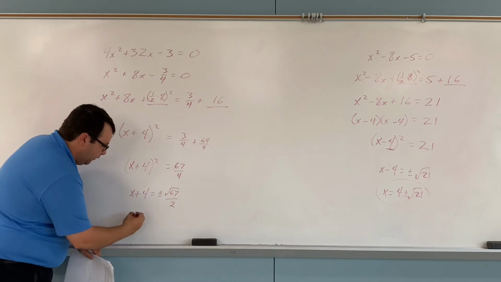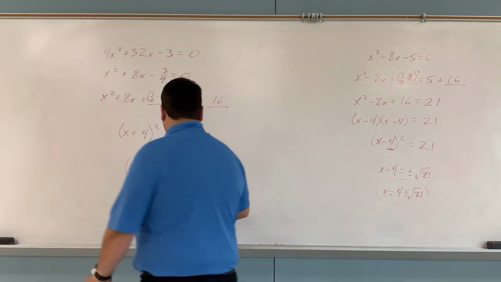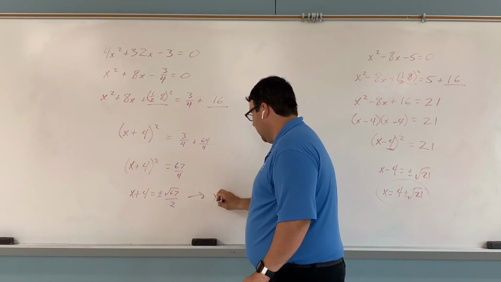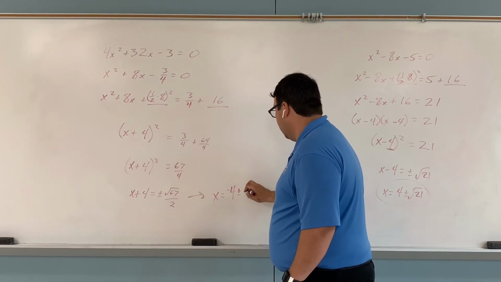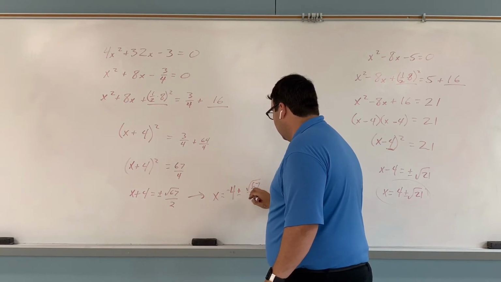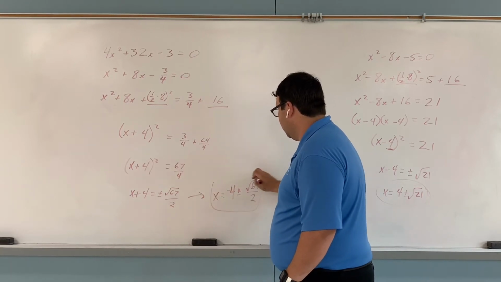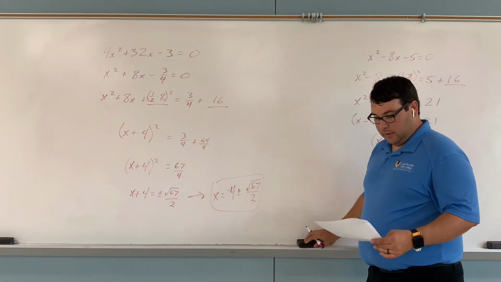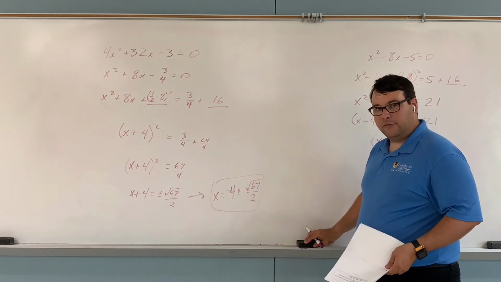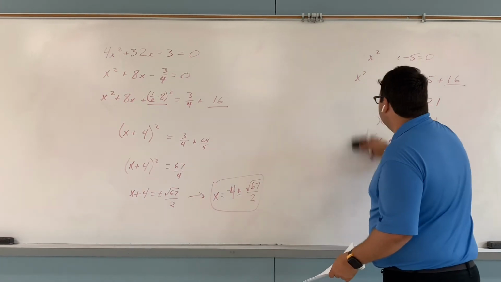I'm going to move my 4 over. And so this will be x is equal to negative 4 plus or minus the square root of 67 halves. Just like that. Okay, let's do one more, and then I'm going to shift gears a little bit.